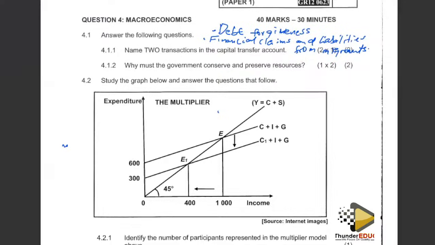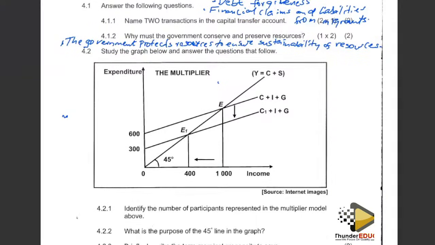So we're saying that the government protects resources so as to ensure sustainability of those resources. Okay, right, grade 12. So now let's move on to the next question, which is question 4.2.